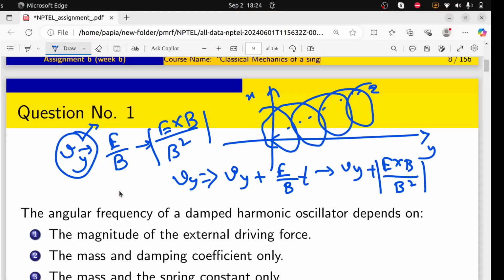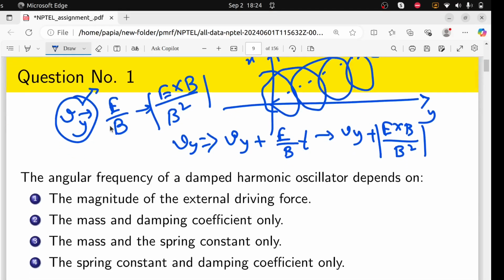Okay, so these were a little bit of a recap of the whole expressions from the previous week, week number 6. So this is the thing. Now coming to the questions. So the first question is question number 1.